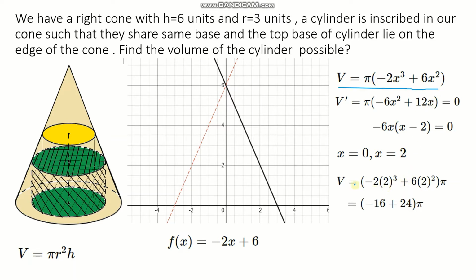Substituting x equals 2 in this equation, we have negative 2 times 2 cubed plus 6 times 2 squared, times pi. So this one is negative 2 times 8, negative 16, plus 6 times 4 is 24, times pi. So the maximum volume possible of our cylinder is 8 pi cubic units.